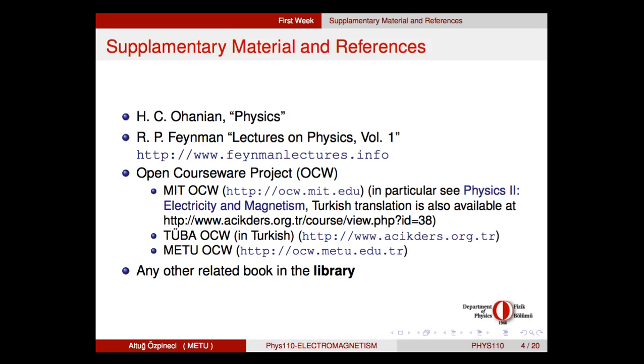Now, the supplementary material is the same. There's the Ohanian, it's a classic book. And these are the Feynman lectures on physics. I think it's still on volume 1. The mechanics and electromagnetism should be on volume 1 or volume 2. They are free of charge online.